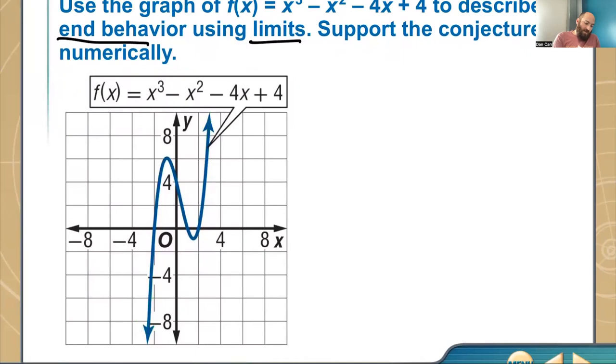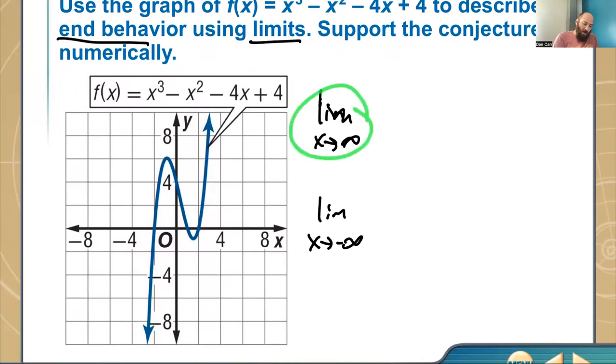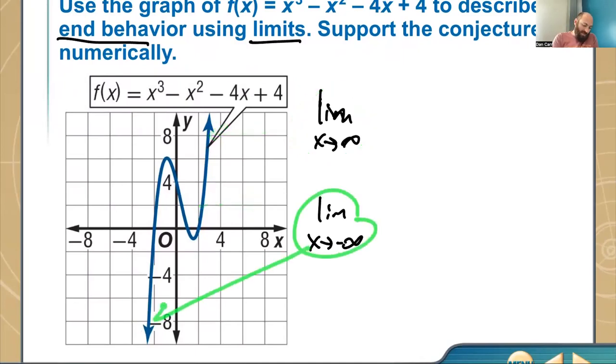So the first thing I'm going to say is the limit, we're using this terminology, the limit as x approaches infinity and the limit as x approaches negative infinity. Okay, so this is describing this end of the graph, because that's going off to a positive infinity this way. Here, x is going to a negative infinity, so it's this part of the graph. It's going off to the left.